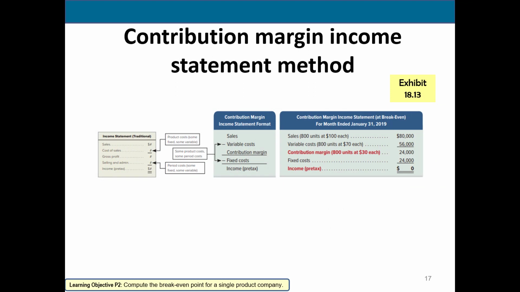If you looked at a contribution margin income statement, you would see that the net income comes to zero. So we take our sales minus variable cost to get the contribution margin, subtract the fixed cost, which are equal to the contribution margin, and then we end up with a zero income.